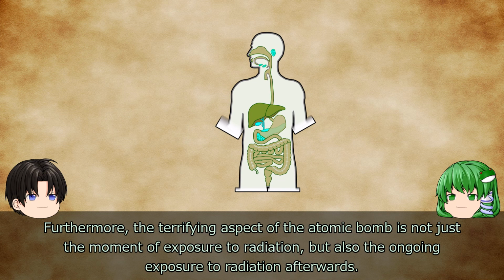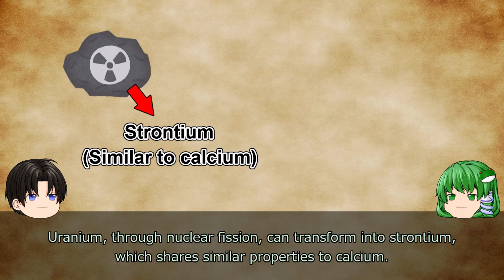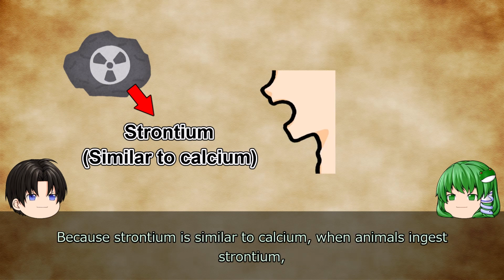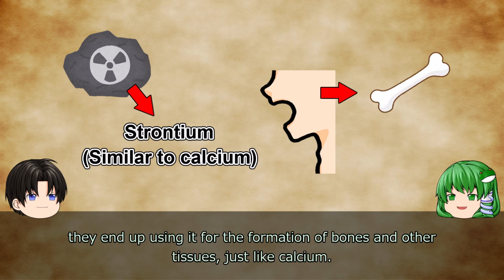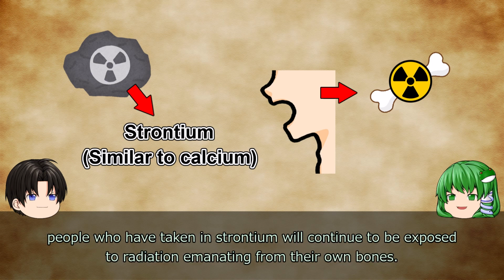I see. Furthermore, the terrifying aspect of the atomic bomb is not just the moment of exposure to radiation, but also the ongoing exposure to radiation afterwards. Do you understand what I mean? How so? Uranium, through nuclear fission, can transform into strontium, which shares similar properties to calcium. Because strontium is similar to calcium, when animals ingest strontium, they end up using it for the formation of bones and other tissues, just like calcium. Also, since strontium continues to slowly release radiation over time, people who have taken in strontium will continue to be exposed to radiation emanating from their own bone.